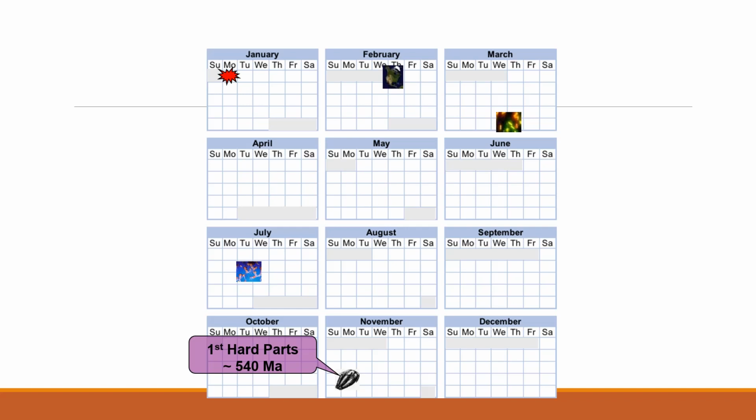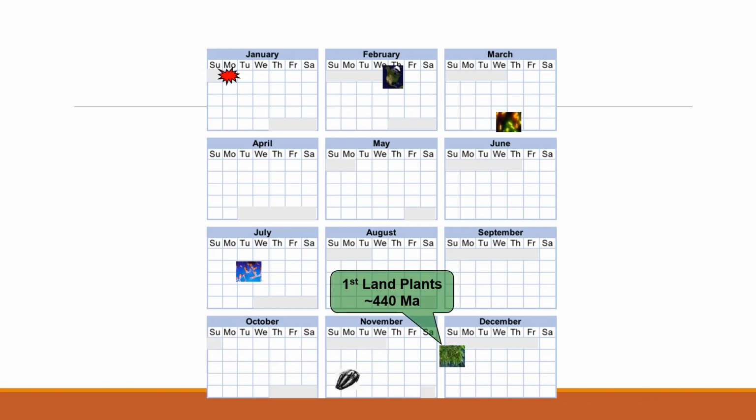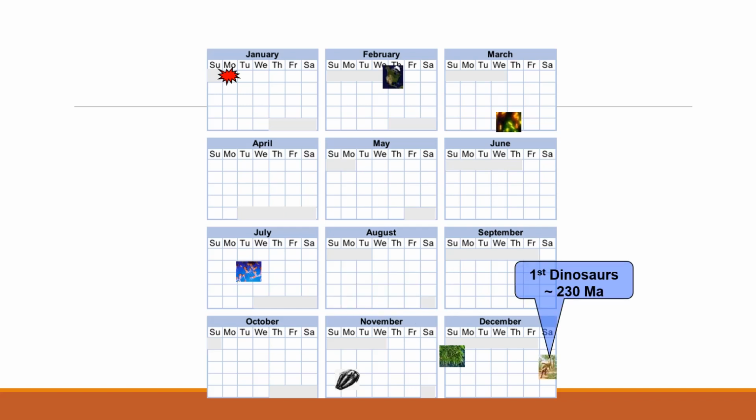The first time we're having hard parts, so this is actual exoskeletons and not just squishy bits, is about 540 million years ago, which happens in November if we look at this 4.56 as a year. The first land plants are about 440 million years, so now we're in December. So this is the first time we get out of the oceans, all right? Dinosaurs are about 230 million years ago. So this is towards the end of December, all right?